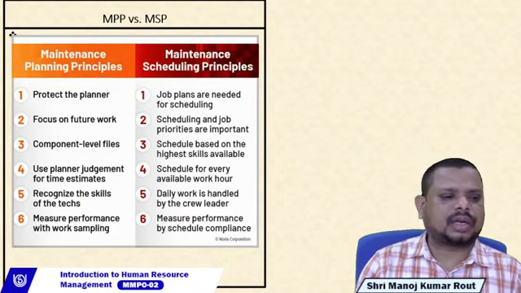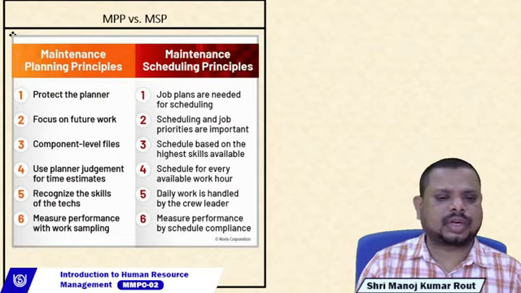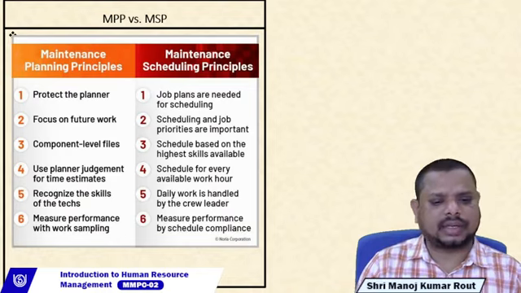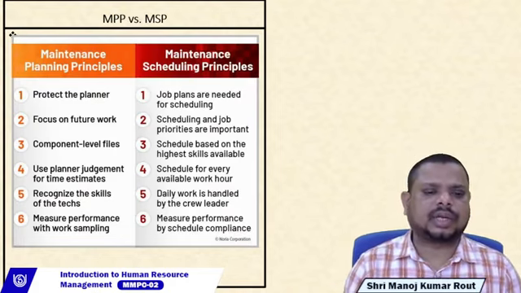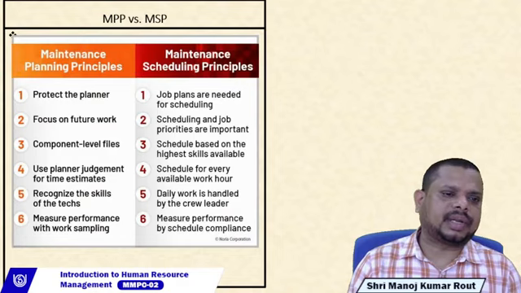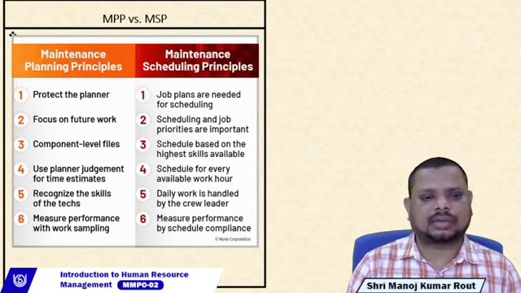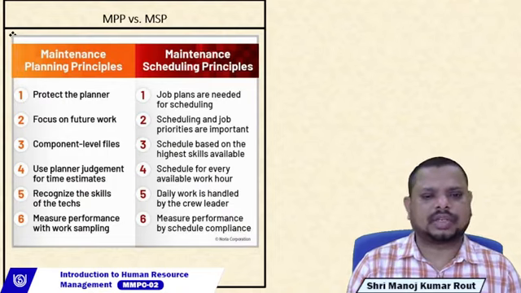Then fourth point, use planner judgment for the time estimate. In case of maintenance scheduling principle, schedule for every available work hour, especially proactive and preventive. Then point number five, recognize the skill of technicians. Here, in maintenance scheduling principles, daily work is handled by the crew leaders. And the last point, in maintenance planning principles, measure the performance with work sampling, and here measure the performance by schedule compliance. So these are the common differences between maintenance planning principles and maintenance scheduling principles.